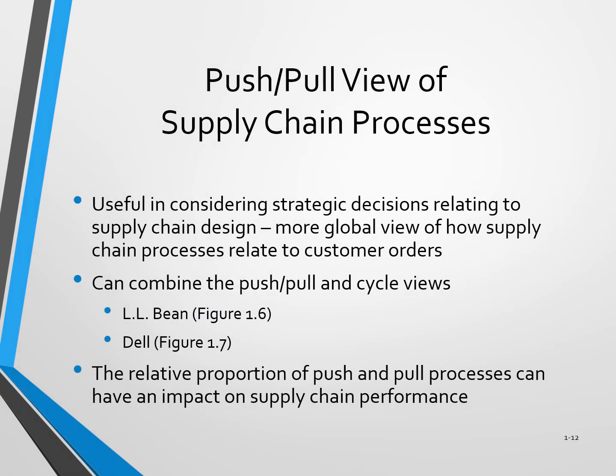Okay. Then, it is useful in considering strategic decisions relating to supply chain design, a more global view of how supply chain processes relate to customer orders. So these all come under this. That is, we are focusing on the push view as well as the pull view. Okay, so the relative proportion of push and pull processes can have an impact on supply chain performance.